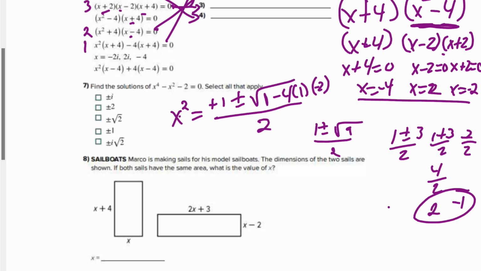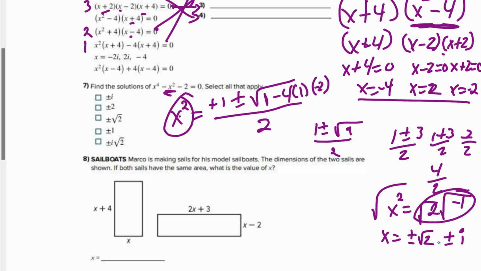But it is equal to x squared, right? Not x, because we're in quadratic form. It's always that middle term, what it's equal to. So now I got to square root both of these. So I get a plus or minus i, and then a plus or minus root 2, are all 4 of my answers. And I know that's 4 answers because it's a quartic there. So plus or minus root 2 and then plus or minus i are my solutions.